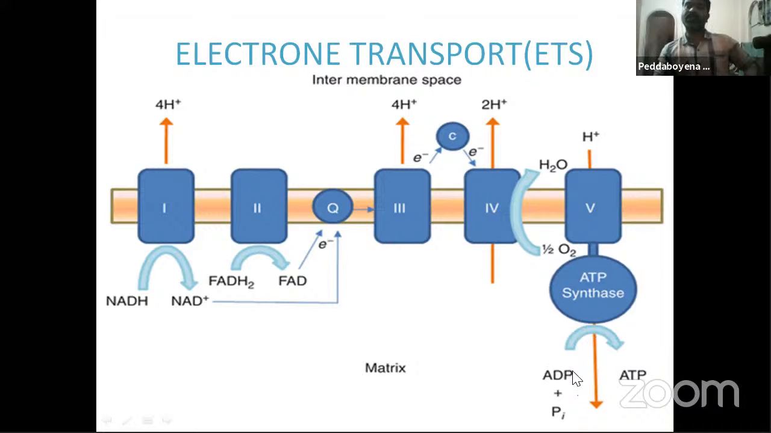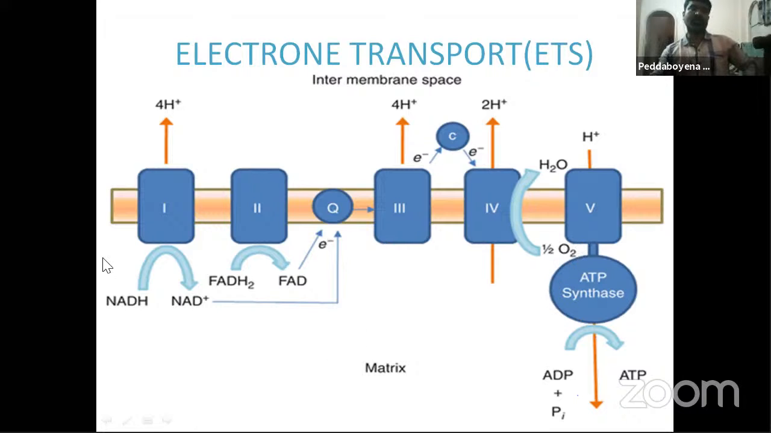ADP combines with the inorganic phosphate. So here, what is formed? ATP. The inorganic phosphate is combined with the ADP to form the ATP. This process is called phosphorylation. In the matrix side, oxygen is there, so that's why it is called oxidative phosphorylation.